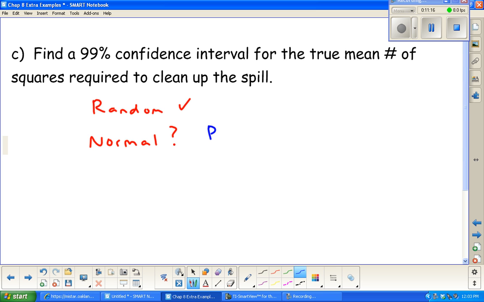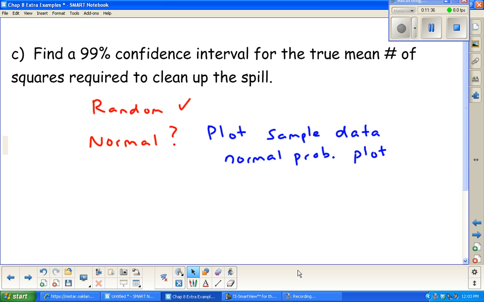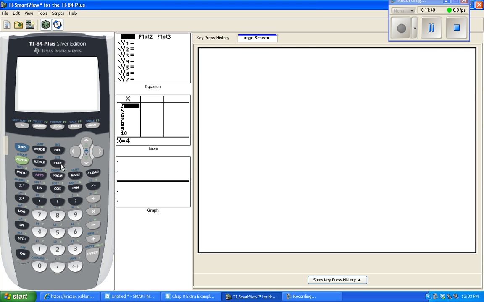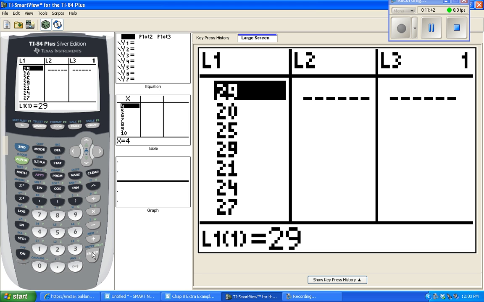Let's take a look at the normal plot of the data. What you want to look for is, are there any major outliers, any major skewness, or actually the easiest way is to make this normal probability plot and look for a linear pattern. That's going to be the best and quickest way to do this on the calculator. So I went ahead and put the values into a list here. That should be our 18 values in L1.